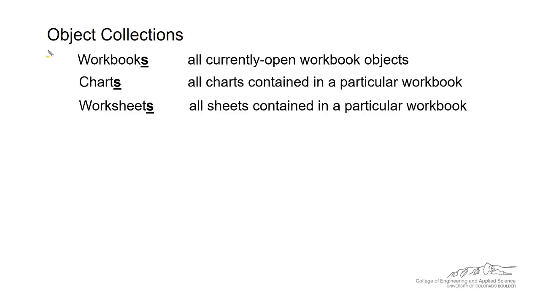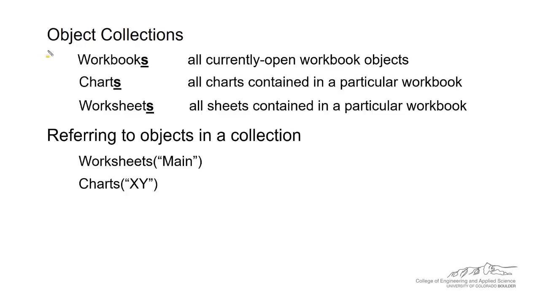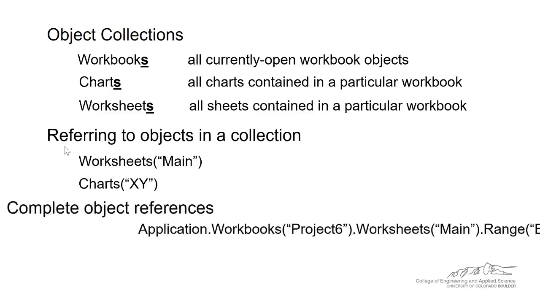You can also have object collections like workbooks. Instead of just workbook, you can have it with an S, which corresponds to all currently open workbook objects. You can have charts. You can have a collection of all the worksheets. For example, referring to a worksheet called main, that's how you would refer to the main worksheet. Maybe you have a chart that's named XY. That's how you can refer to that in the charts collection.